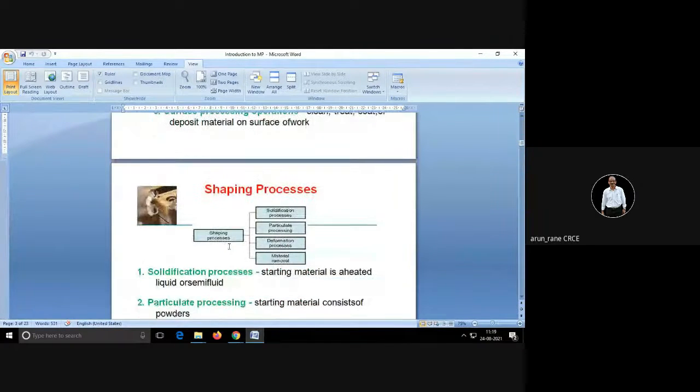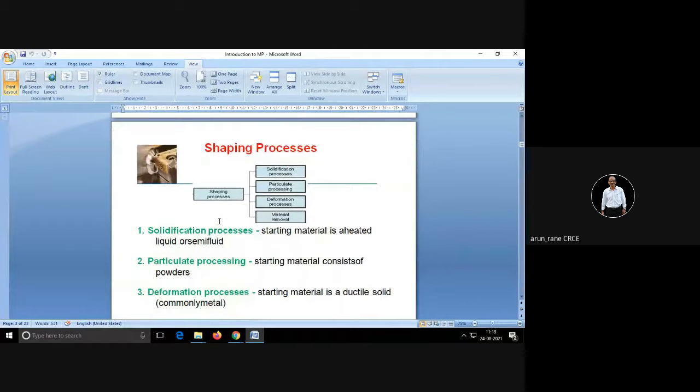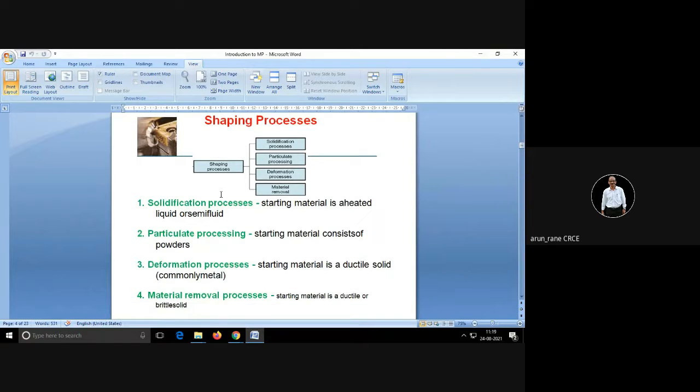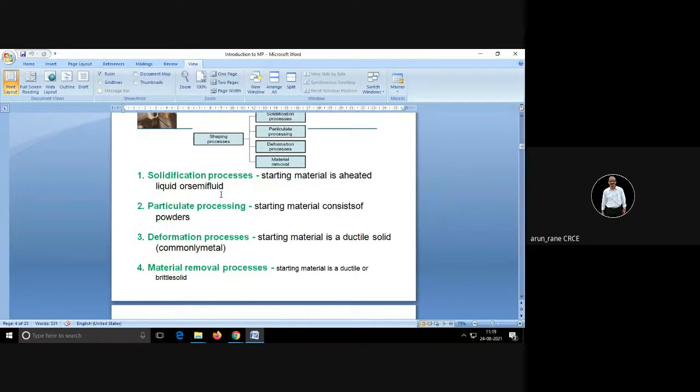Okay, so this is what I was talking about, shaping processes. So shaping processes are again classified under solidification, particulate, deformation and material removal. So I told you, directly for a shaping process you cannot say whether it is chipless or chip removal. You have to see solidification. So starting material is castings etc., those are all solidification processes. Particulate processing, that is basically powder metallurgy, or even plastic injection molding, that is also particulate processing.